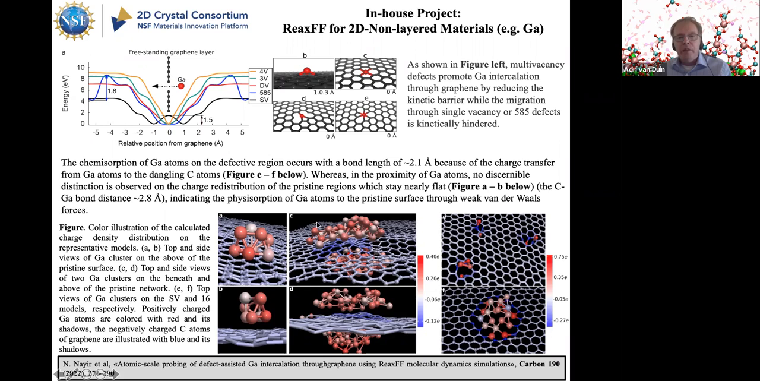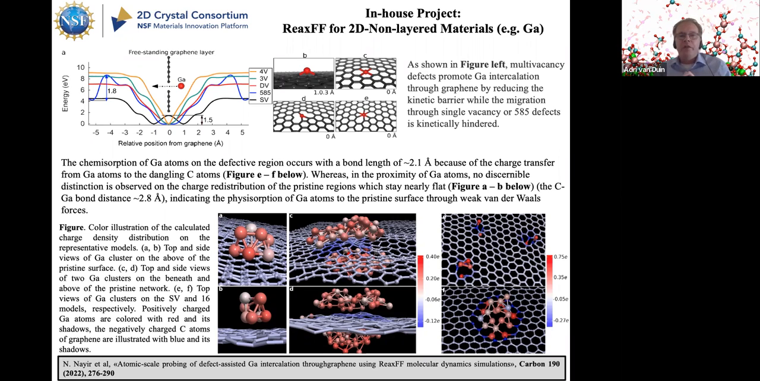And then we can look at things like gallium accumulation. Does it accumulate on top of the surface? Does it go below the surface? And how does it migrate through these materials? We can look at things like charge transfer. It can be very, very key to these types of events. More details are described in these simulations in our recent Carbon manuscript that essentially shows the dynamics of that gallium-graphene interface as a function of defect structure.